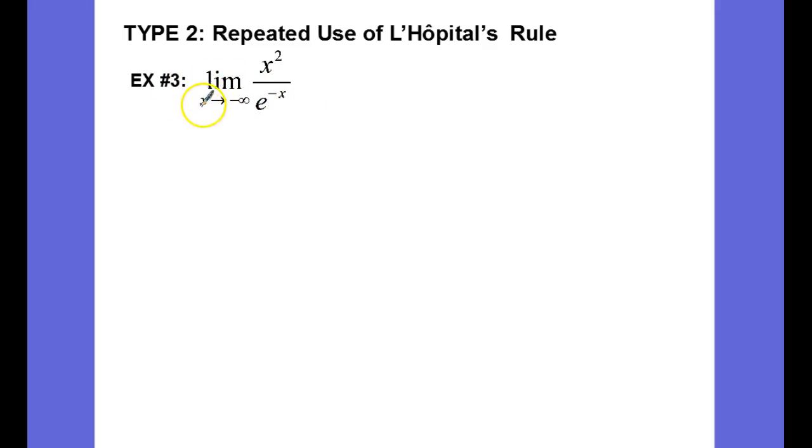Here we have the limit as x approaches negative infinity of x squared over e to the negative x. Now you might be tempted to rewrite this as x squared times e to the x, but that actually gives us a different indeterminate form. It gives us the indeterminate form infinity times infinity.